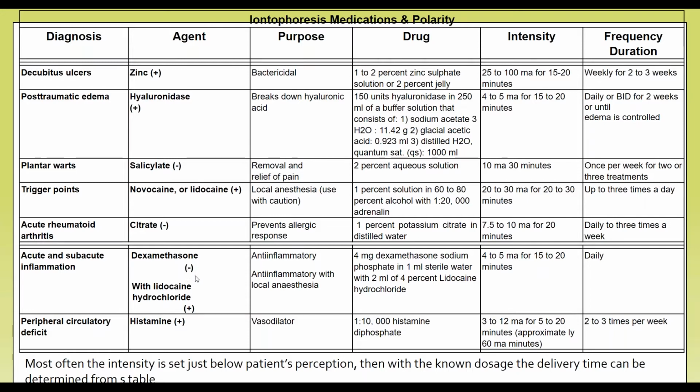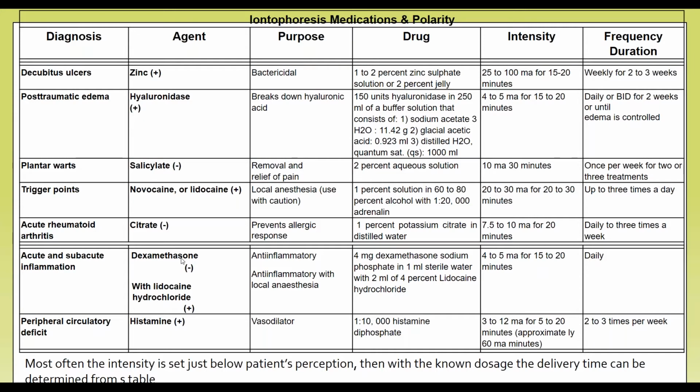But if I want to put lidocaine with the dexamethasone, lidocaine is a positive ion, so I'd probably put a positive over it. If I put a negative over it, I wouldn't get much lidocaine. I'd still get the dexamethasone. There are some reference sources. I haven't put them in here, but they have had some questions on the exam.